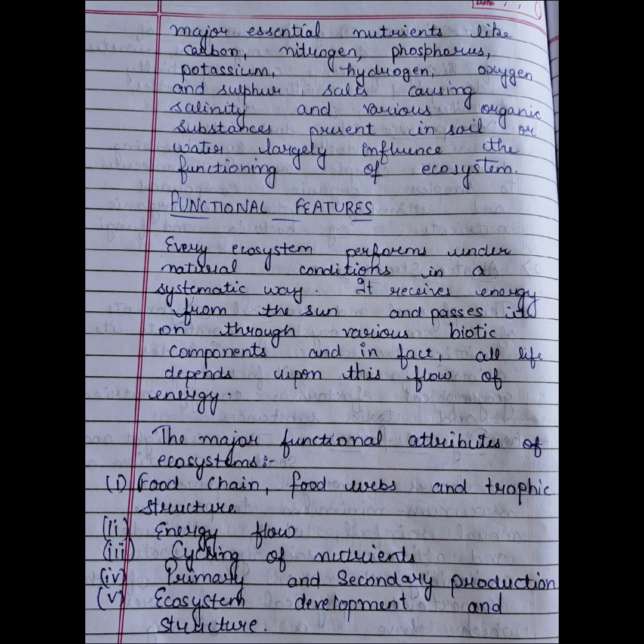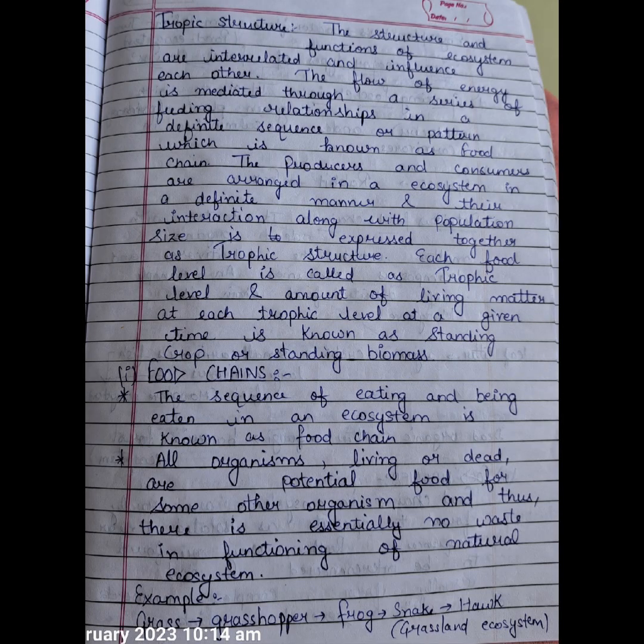Every ecosystem performs under natural conditions in a systematic way. Food chain, food webs, trophic structure, energy flow, cycling of nutrients are the major functional attributes of the ecosystem. The producers and consumers are arranged in an ecosystem in a definite manner, and their interaction along with population size is expressed together as trophic structure. Each food level is known as a trophic level, and the amount of living matter at each trophic level at a given time is called standing crop or standing biomass.